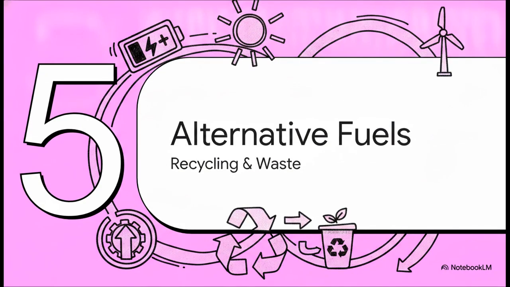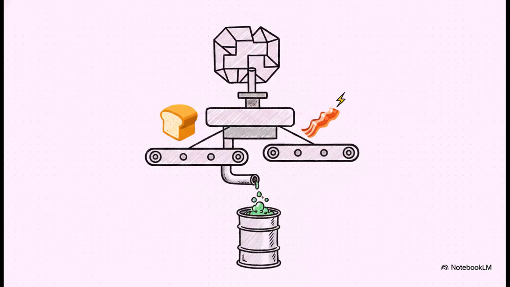Which brings us to Section 5, alternative fuels and recycling. Because things don't always go according to plan, right? Let's see how the factory handles emergencies. What happens when the glucose actually runs out? Well, the factory turns to proteins. It takes their carbon skeletons and breaks them down into amino acids for fuel.